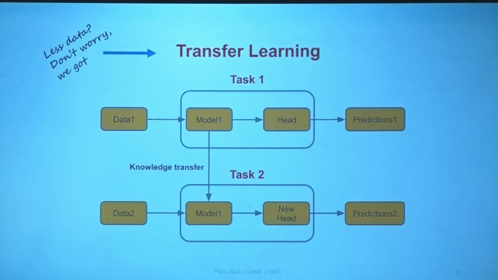Okay, so it's been divided into two parts: the body part and the head part, likewise the model and the header part, which is nothing but the classification part. So there is one model which has been trained on data 1 in order to perform task 1, which gave the predictions, predictions 1. This is one thing.